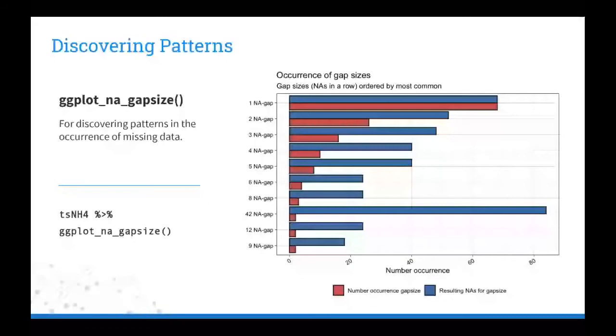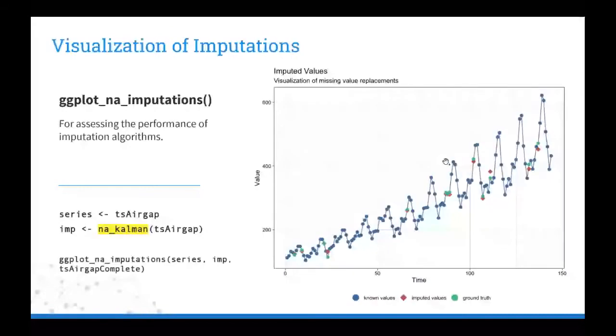So you would use another imputation function, for example, the more advanced na_kalman function. And now you see, this is way better than the one before. So this ggplot_na_imputations function helps you assess the performance of your imputation algorithms.